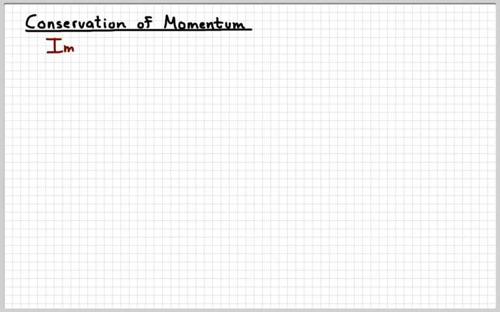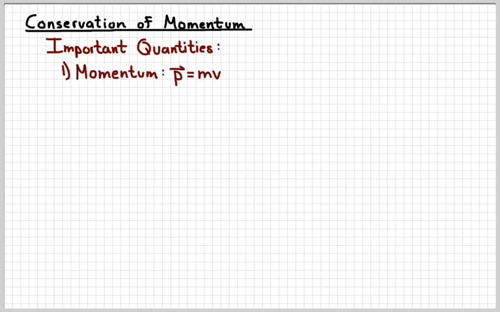Before we get too far, let's review some important quantities that we're going to need to know and understand. The first obviously would be momentum. Remember that momentum is simply mass times velocity. Remember that momentum is a vector, and so it includes direction. So if two things are moving in opposite directions, they need to have opposite signs for the momentum.